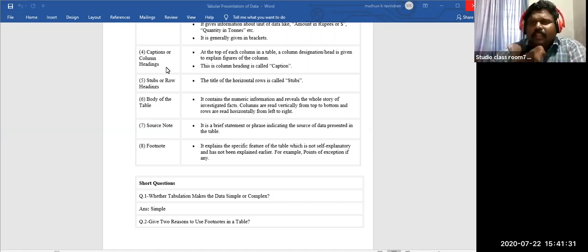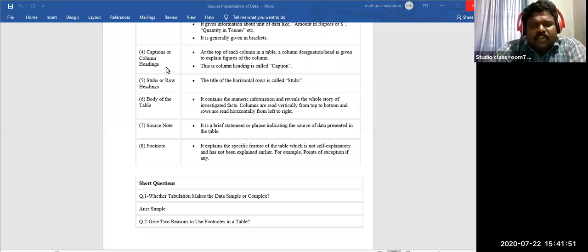Source note, right. The next one is the footnote. The last and final one, the 8th, is the footnote. The head note is at the top of the table, and the footnote is always below the table. So what is a footnote? It explains the specific features of the table which are not self-explanatory.